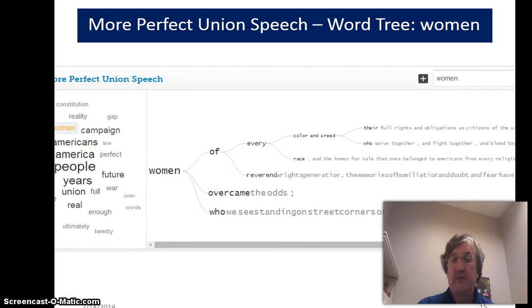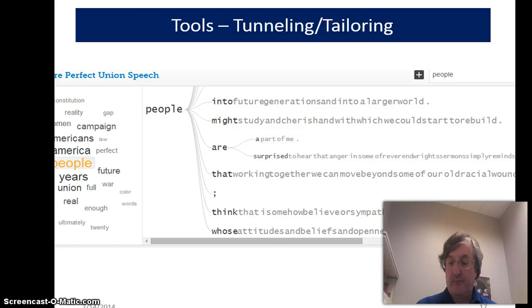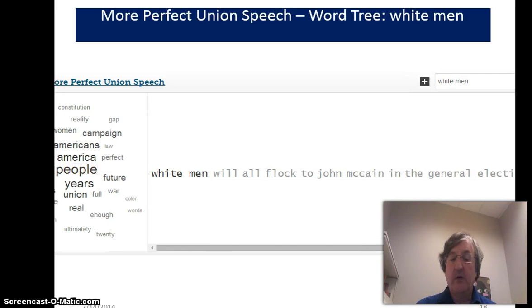Women, the speech is very inclusive. He talks of women of every color and creed. People, you can see when he uses general terms such as people, he talks about future generations, how to work together, and terms that he doesn't use very often, like white men, that was used only once in the speech.